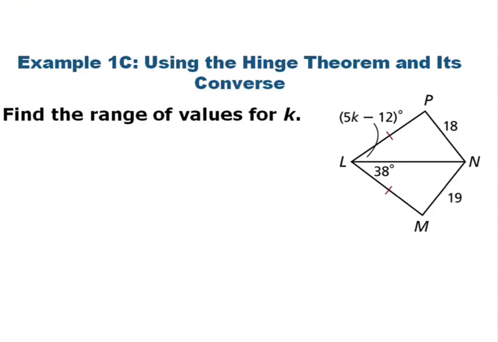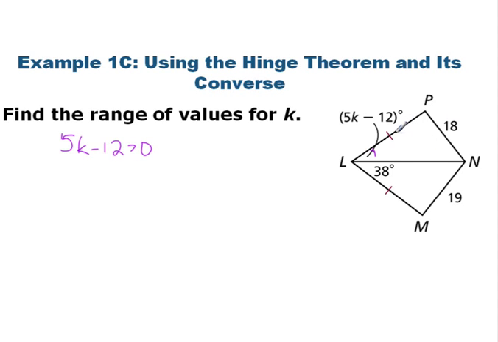Here's another one. Now this one involves variables, so it's going to be a little bit different. We're trying to find a range of values for K. The first inequality I want to write is the one that is so obvious that most people forget. This angle right here is 5K minus 12. An angle has to be greater than 0. So I'm going to write 5K minus 12 is greater than 0. So that's my first inequality. I'm going to write two of them.